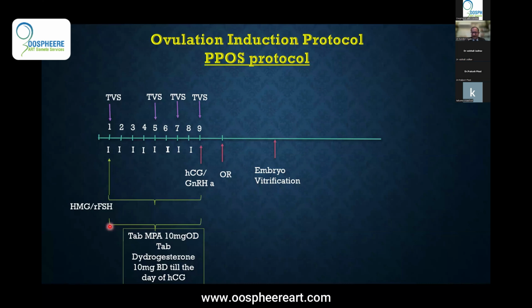Now in PPOS, remember that you can use an agonist as a trigger. There is no problem, because there is no down regulation by a GnRH agonist. The pituitary does have LH and FSH in the gland. So you can use an agonist as a trigger in case of too much response, and you can do embryo vitrification. But remember, whenever you use a PPOS protocol, you cannot do fresh embryo transfer, because you have given progesterone during the follicular phase. It is going to cause advanced endometrial growth or phase, and it will not allow the embryo to implant. So in all PPOS protocols, embryo vitrification has to be done compulsorily.